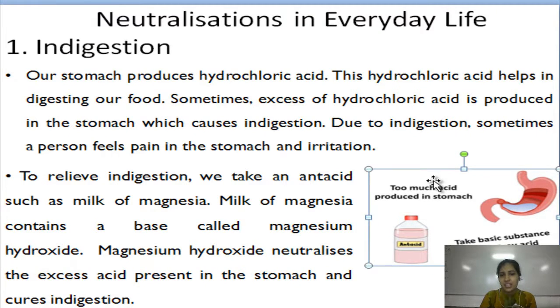Milk of magnesia contains some amount of base called magnesium hydroxide. So magnesium hydroxide neutralizes the excess acid that is present in the stomach and can cure the indigestion in the stomach.